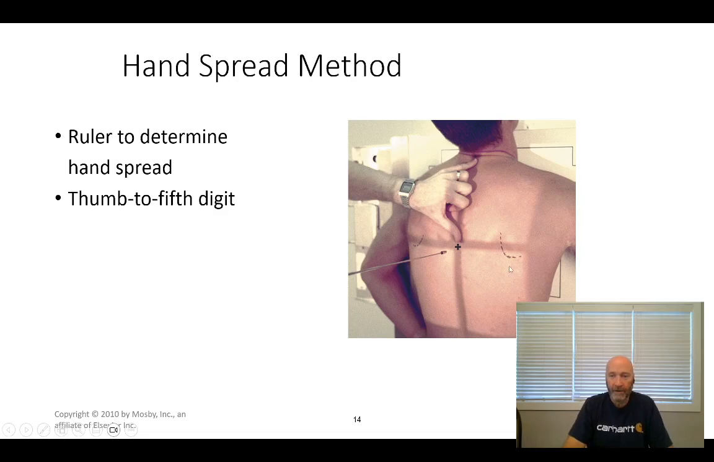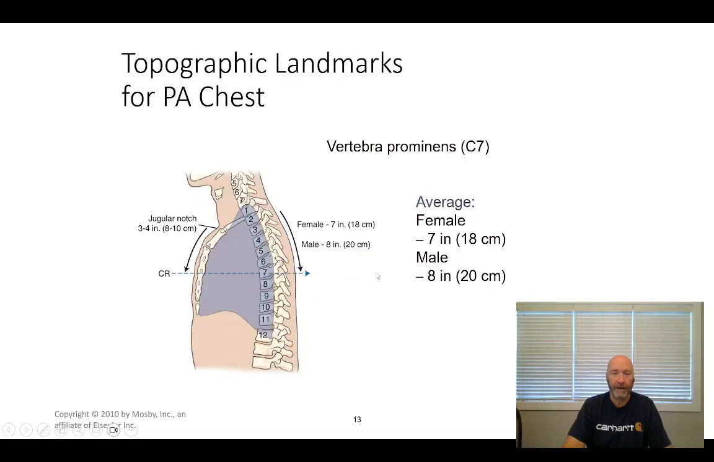But where that's going to correspond is going to be the inferior border of the scapula. So your central ray in the middle of your collimated field should be somewhere around the inferior border of the scapula. This thing is something I've never used in my entire career, probably because I did not learn out of Bontrager's. If this works for you, great. I've never used it in my entire career.